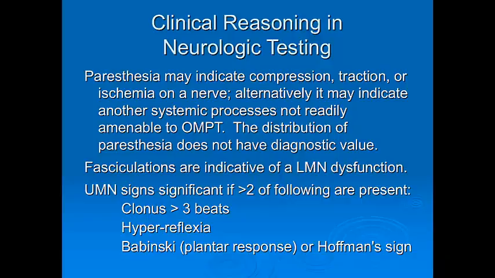The presence of fasciculations within the muscles is common of a lower motor neuron dysfunction, whereas clonus, a reflex greater than 4+ on the scale of reflexes, a positive plantar response or upgoing toe, or thumb flexion seen with flicking the third finger in Hoffman's sign are upper motor neuron findings. Clearly significant upper motor neuron findings would be if 2 or more of these were present.